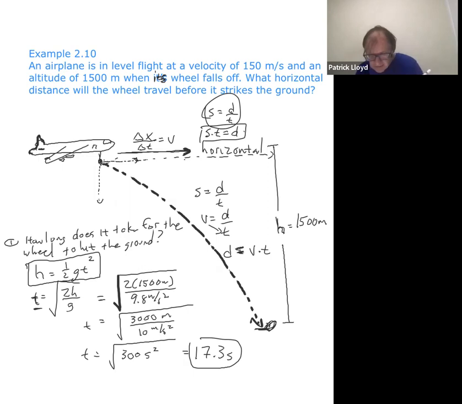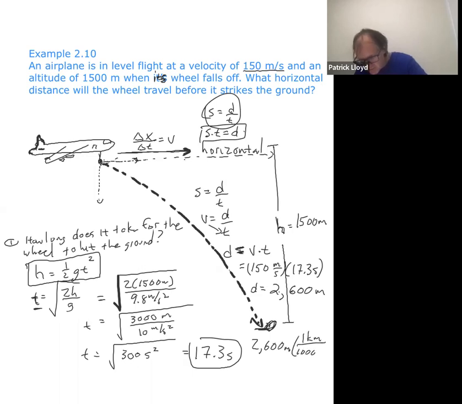Okay. So that looks like it was moving at 150 meters per second this way. So that's 150 meters per second. And now we've decided that it takes 17.3 seconds for it to hit the ground, right? So what I'm going to do is take 150 and multiply it by 17.3, and I get about, it's pretty close to 2,600. So I'll say 2,600 meters. And it's not uncommon for people to convert that to kilometers. So 1 kilometer is 1,000 meters. Kilo's 1,000. So that gives you 2.6 kilometers.